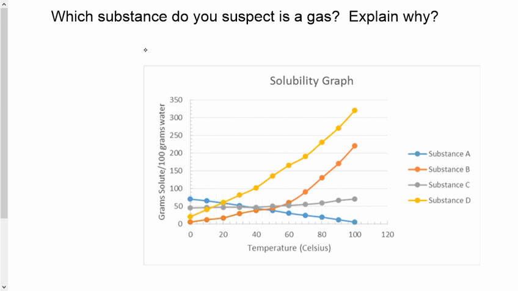Okay, if a substance is a gas, and we see the temperature increasing, with temperature increasing, we expect gases to dissolve less. So which graph do we see a downward angle here? So it looks like this one here, the blue one. We see this is angled downwards. So the solubility goes down as temperature increases. It looks like that is substance A.